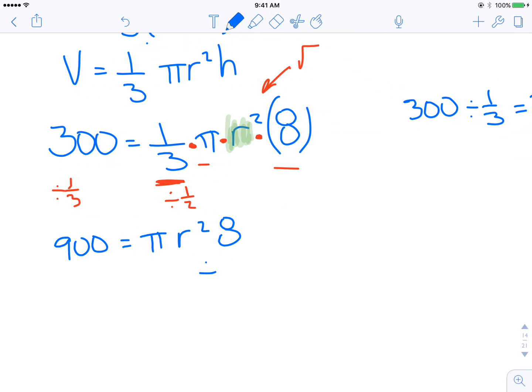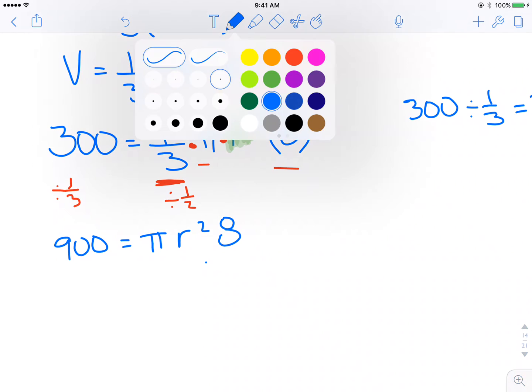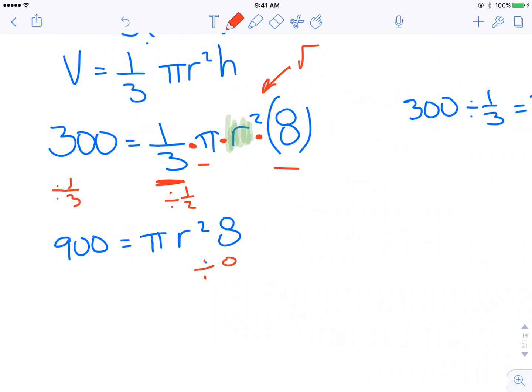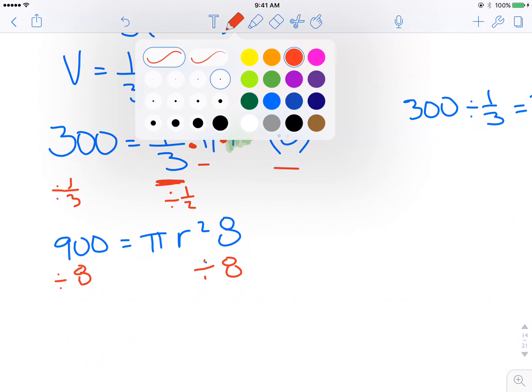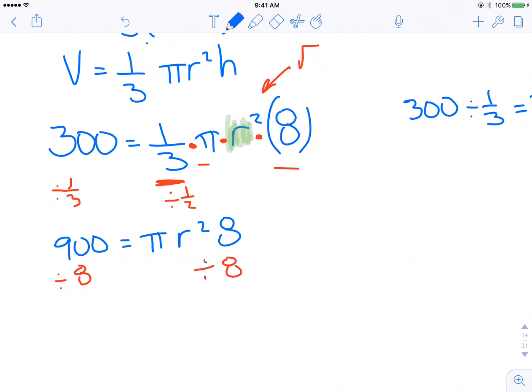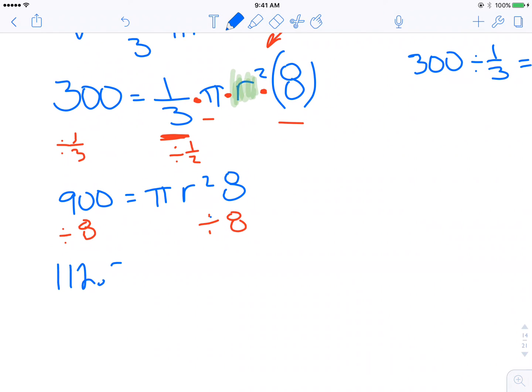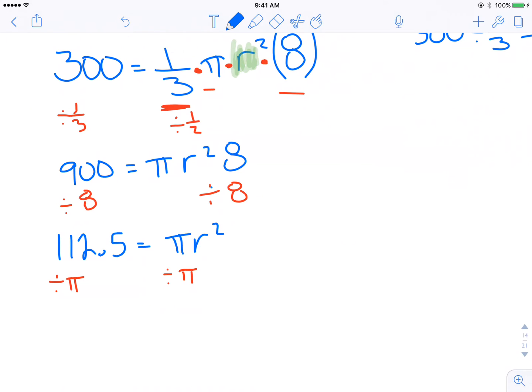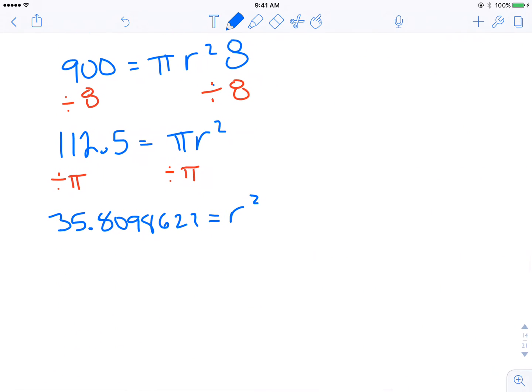Get rid of the 8. Divide by 8. 900 divided by 8 is 112.5 is equal to pi r squared. Divide by pi. This is 35.8098 is equal to r squared.